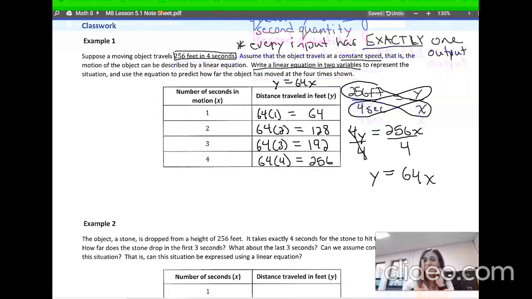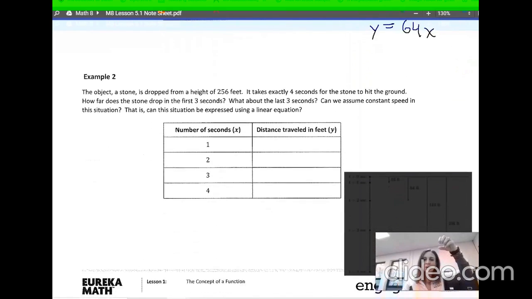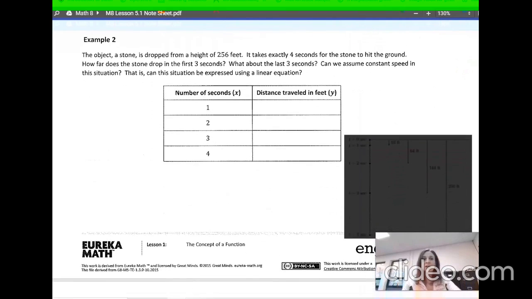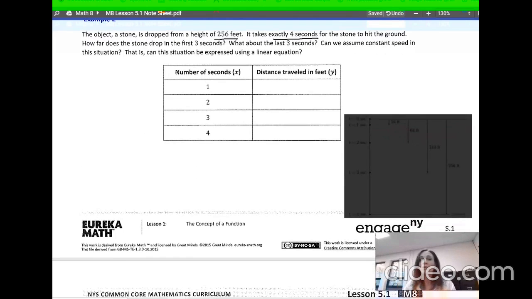Okay, so now we're just randomly talking about a moving object having a constant speed. What if, though, we're dropping an object, right? It says that the object, a stone, is dropped from a height of 256 again, okay? And it takes exactly 4 seconds for it to hit the ground. So how far can it drop in 3 seconds? What about the last 3 seconds? First 3 seconds, last 3 seconds? Can we assume constant speed in this situation?